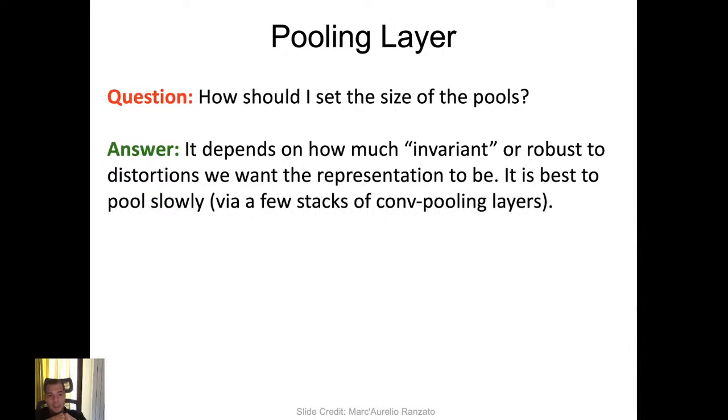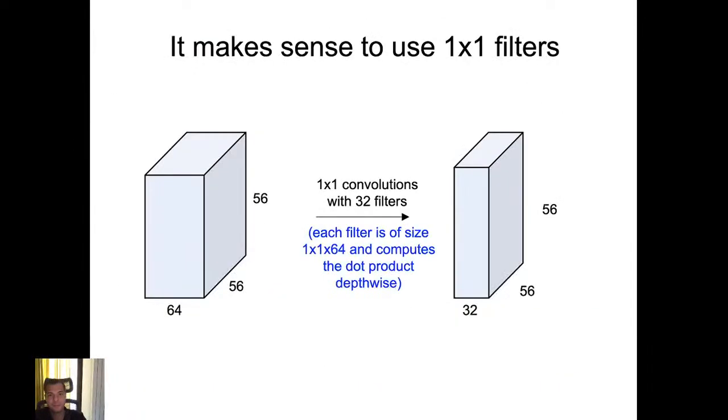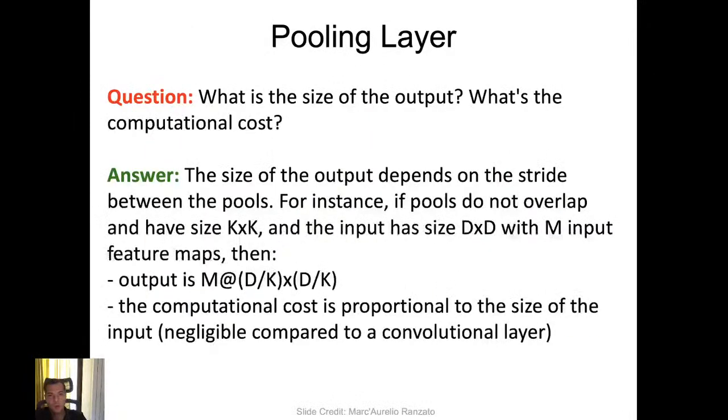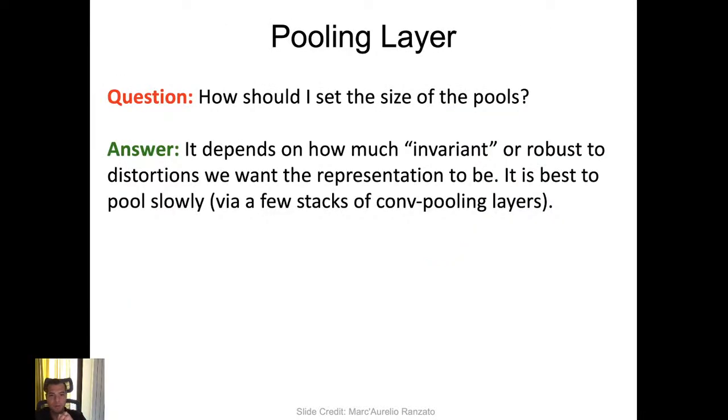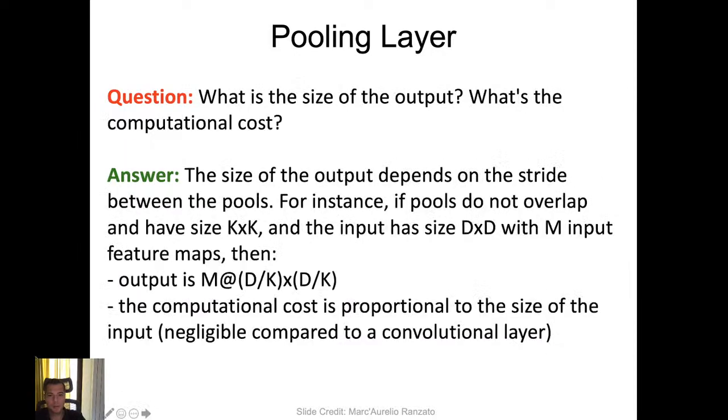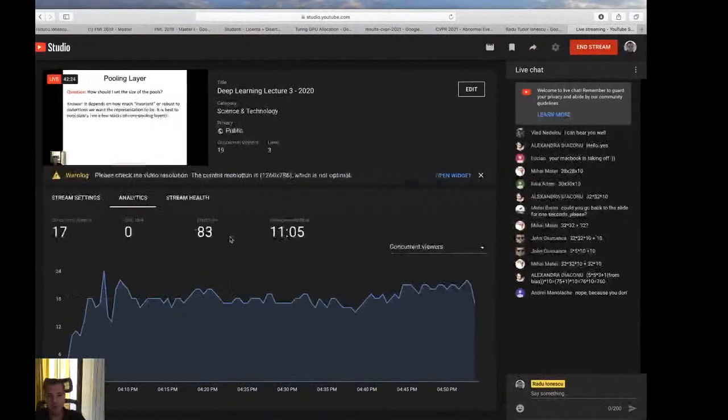And one interesting question for you. As I mentioned previously, for the convolutional layer, it makes complete sense to use 1 by 1 filters. Do you think that for pooling layers it makes sense to use 1 by 1 filters or not? Let me repeat it. Do you think that it makes sense to use pooling layers with filters of size 1 by 1? So k, the size of the filters, is going to be equal to 1.